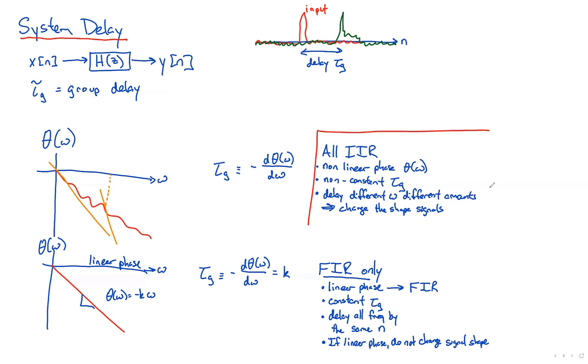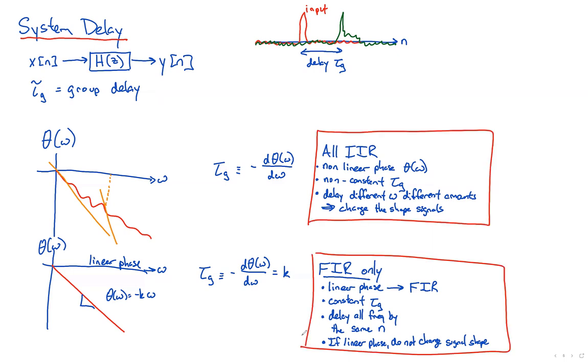So these are the walk-away lessons: if you want to see how much a particular system delays an input signal, you just take negative times the derivative of the phase response, and that tells you how much it delays. And if that delay is a function of frequency, then you're probably looking at an IIR filter, which all of them have nonlinear phase responses, and that means their group delay changes depending upon what the frequency is, and that means it changes the shape of the signal.